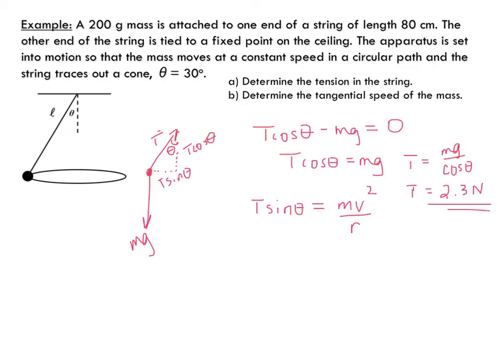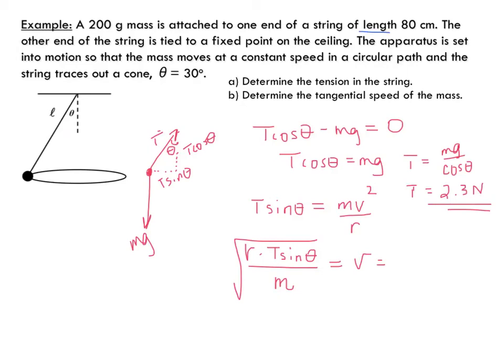Now that we know our tension, we can go back to this equation and solve for my velocity. So it's a good idea to solve in terms of variables first. So we have r times T sine theta divided by my mass, and then we take the square root of both sides. So one problem that we're going to run into, I just remembered, is that r is not given to us, but we can calculate r.